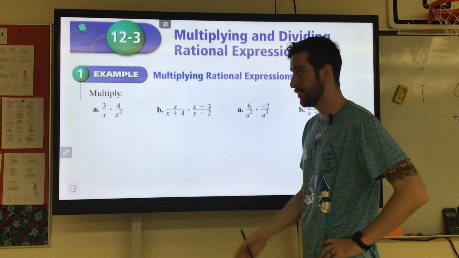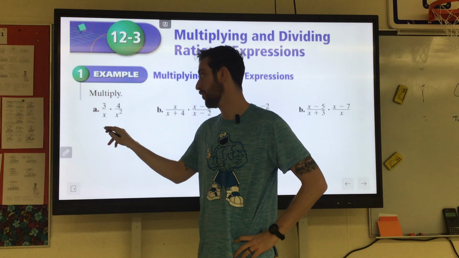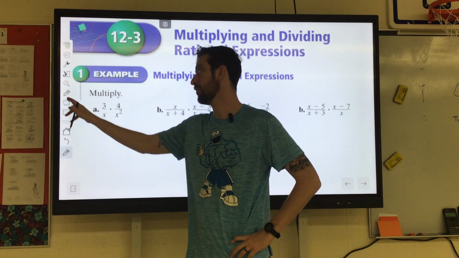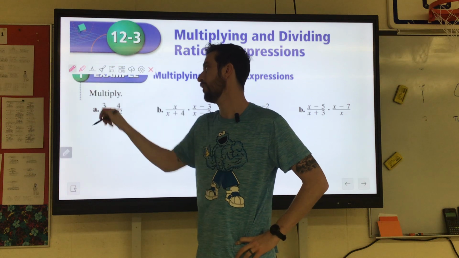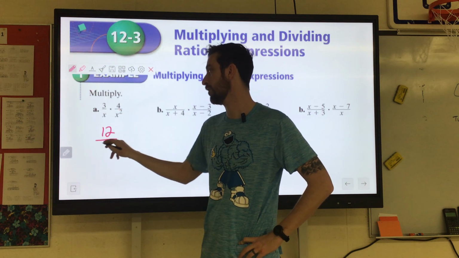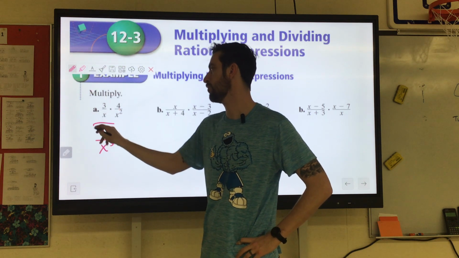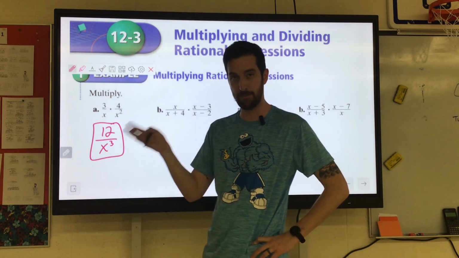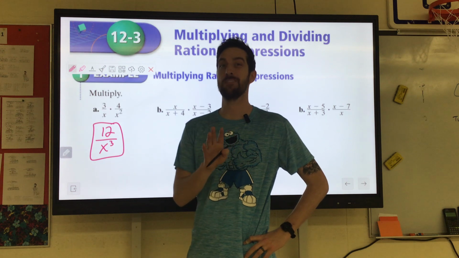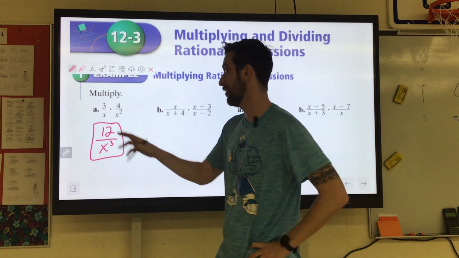we just multiply across the top. 3 times 4 is 12. In the denominator, x times x squared would be x to the third. So we'll have 12 over x to the third. That's almost too easy. Now, eventually we're going to get to the point where we're going to be simplifying stuff.